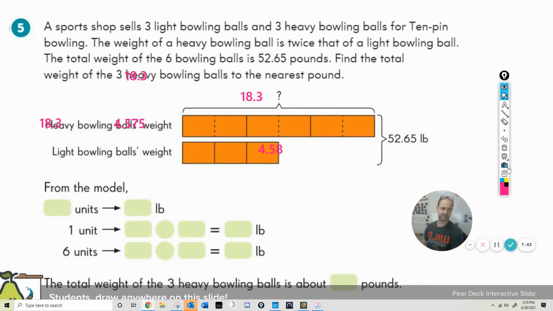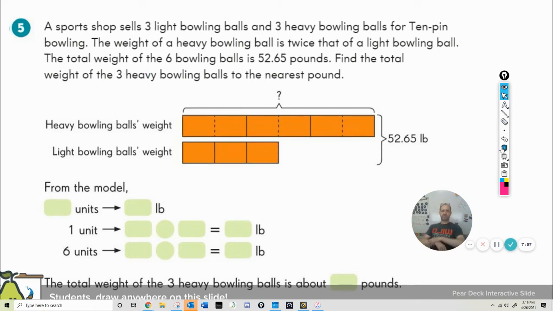Welcome to the sports shop. They are selling 3 light bowling balls and 3 heavy bowling balls for 10-pin bowling. There's 5-pin bowling in other places, so that's the clarification there. The weight of a heavy bowling ball is twice that of a light bowling ball. The total weight of 6 bowling balls is 52 65/100 of a pound. We've all been to bowling alleys, and every one of us knows that bowling balls are just measured to the nearest pound. This seems silly. Anyway, find the total weight of the 3 heavy balls to the nearest pound.